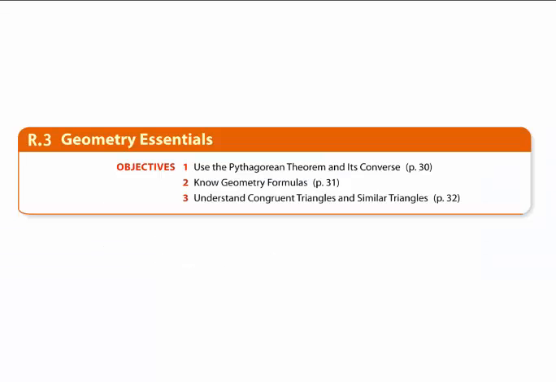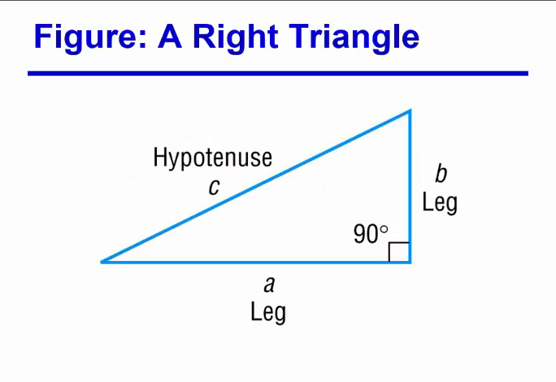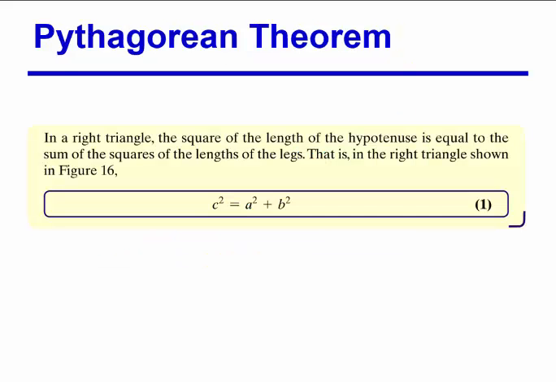So these are the three objectives that we're going to be doing for this section. We're going to go ahead and use the Pythagorean theorem and its converse to solve problems. So here we have a right triangle. We have leg A, leg B, and the hypotenuse side C. And we have a 90-degree right triangle.